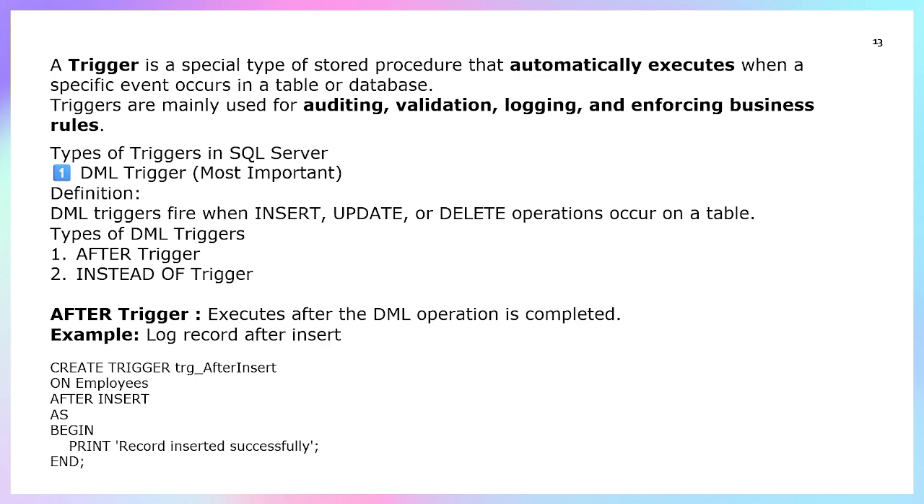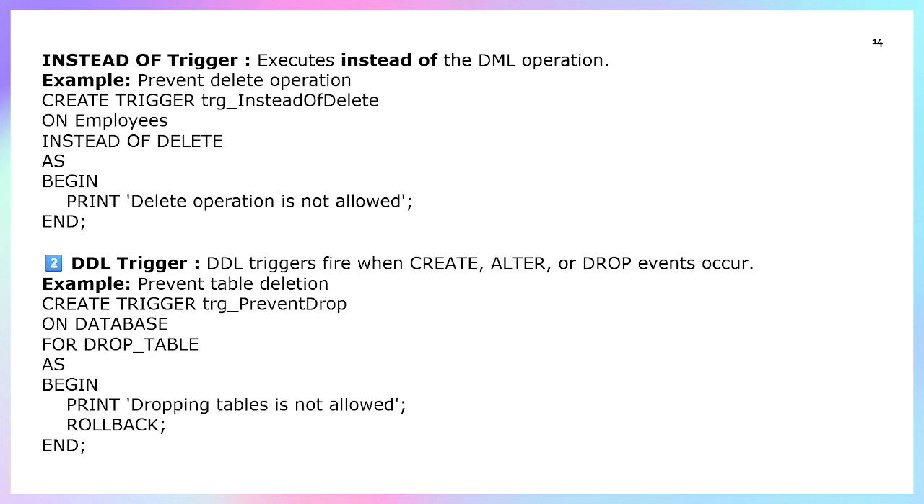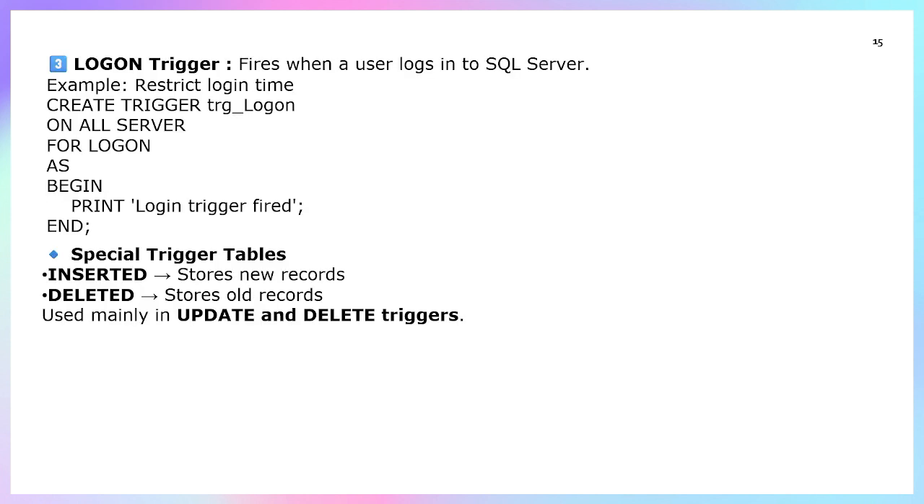So a DML trigger means that when an insert, update, or delete operation occurs on the table, at that time the DML trigger executes. In the same way, DDL means data definition language. Data definition language means create, drop, alter. Once a create, alter, or drop event occurs, at that time this trigger executes. The third one is the logon trigger. A logon trigger is a special type of trigger that fires when a user logs on to SQL Server. Once a user logs on to the server, at that time this trigger executes.